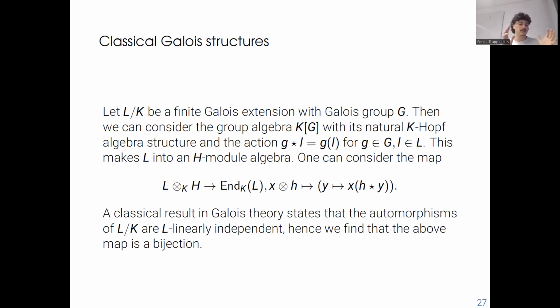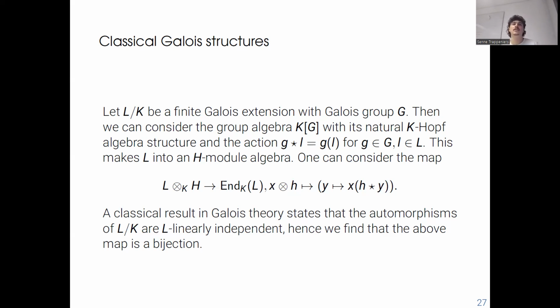let's do some stuff in the classical setting. So let's start with a finite Galois extension L over K with Galois group G. Then it's natural to consider the group algebra KG. We can, of course, look at it with its canonical K-Hopf algebra structure. And we can let this Hopf algebra act on L by, we denote this action by star, saying G star L is G applied to L. This makes L into an H-module algebra.